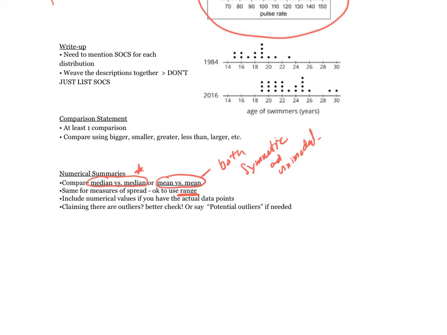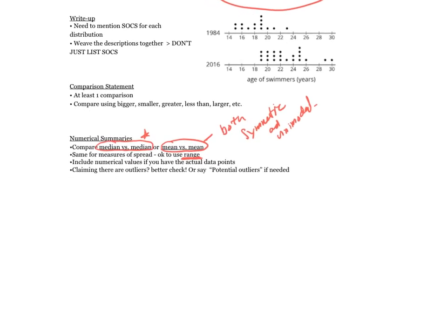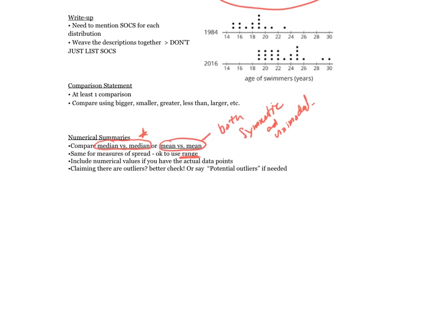Include numerical values if you have the actual data points. So if you can find the median, you should find it. Obviously, again, if we have histograms, we won't be able to find the median exactly. So use the actual data points only if you have them. Like in this graph down here, the swimmers' ages, you could find the median of both of those graphs by just counting dots. Okay, so when you have a chance to actually find a value easily, you should do that.